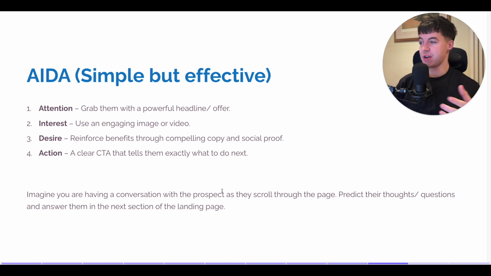So attention: we grab their attention with a powerful headline or offer. We build interest through an engaging video or image. We create desire through compelling copy and social proof, and then we make them take action through a clear CTA.